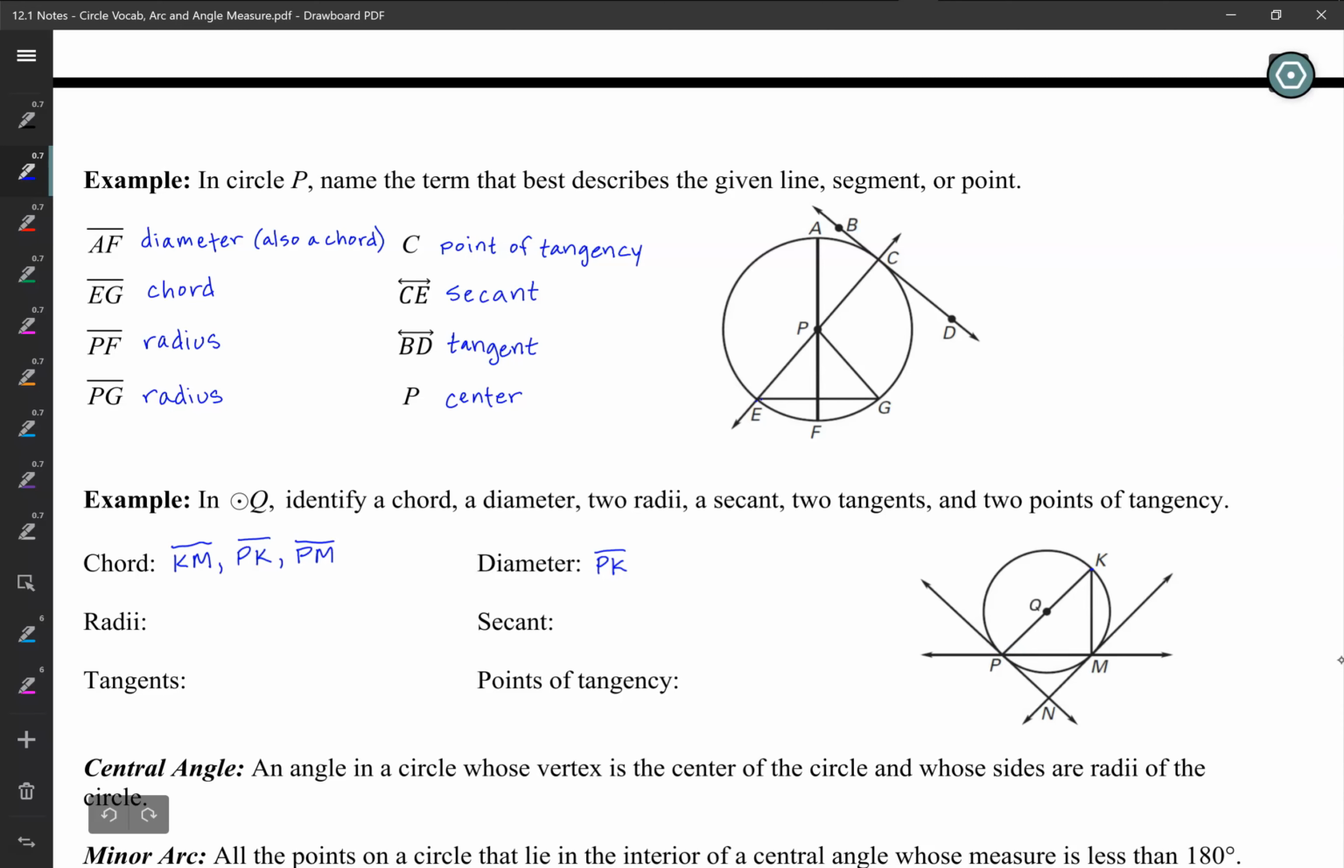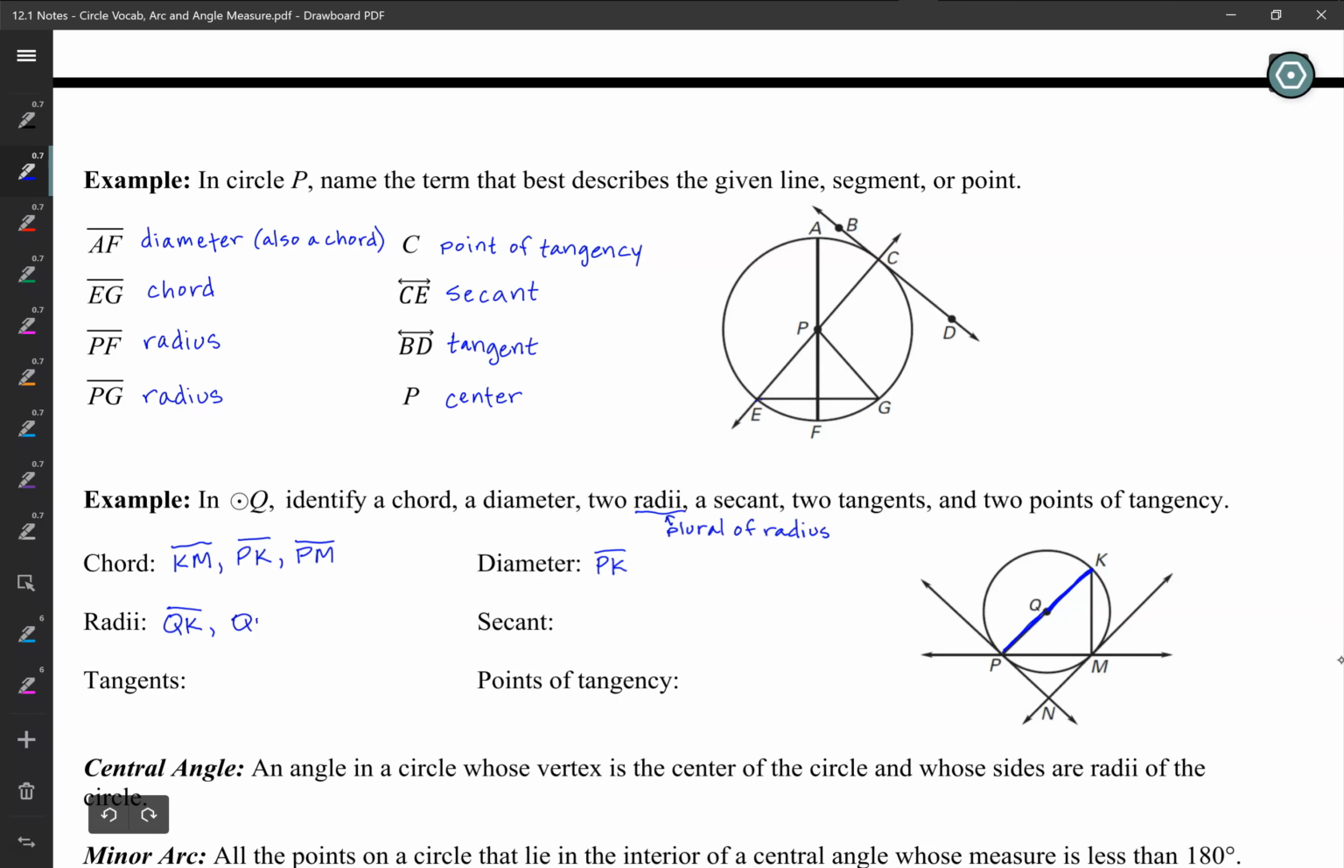Okay, radii, R-A-D-I-I, that is the plural form of radius. Like cacti means more than one cactus, radii means more than one radius. So this wants me to find 2 radii. So I want to find 2 of those. So from the center to a point on the circle, there's one of them. Segment QK. And here's another one.